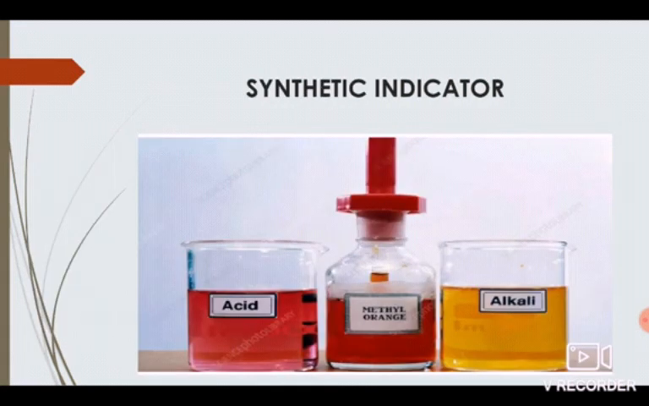The next picture shows you a synthetic indicator, the methyl orange. As the name tells you, it is orangish or reddish orange in color. It's the natural color of the indicator. In an acid, the color remains the same. It does not change. But if you drop a few drops of methyl orange in a base, what has happened to the color? It has changed to yellow.